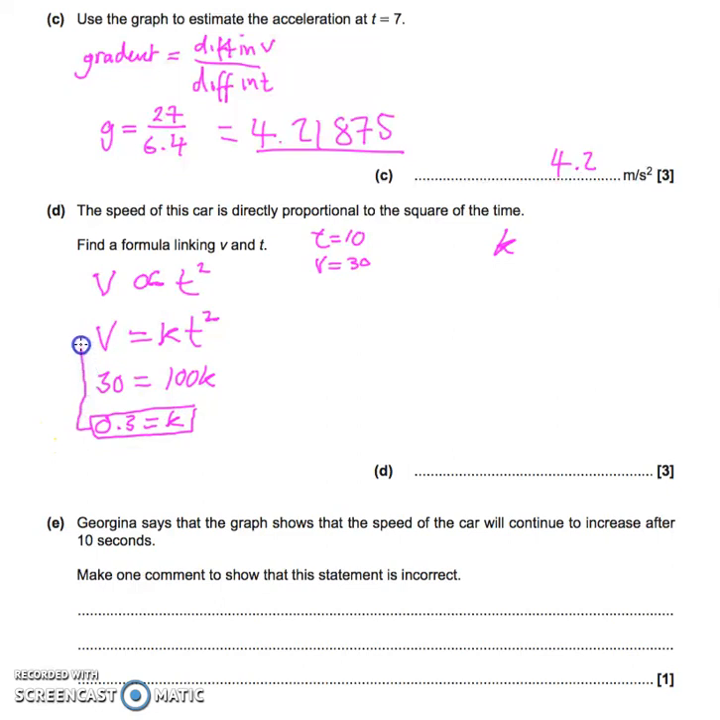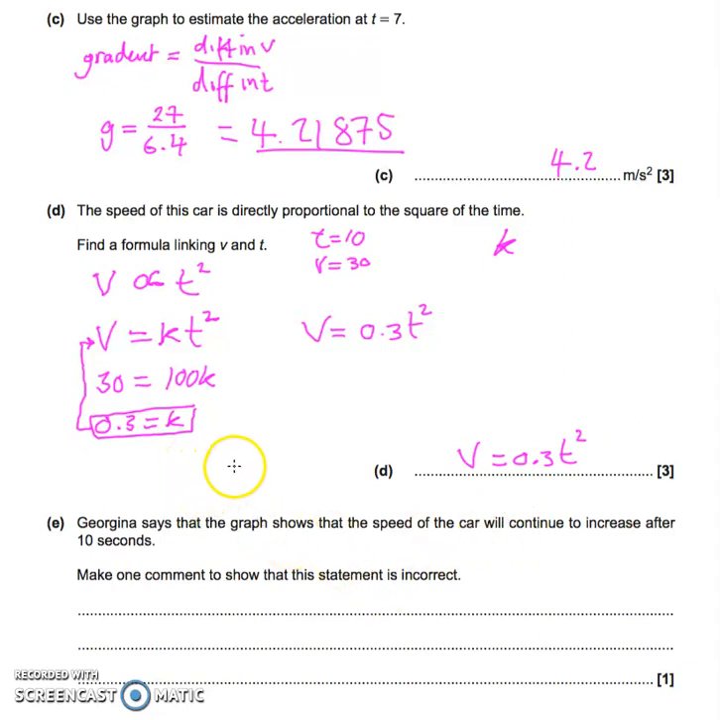All you have to do is substitute that back into this part here, and that's going to be our formula that links v and t. We found the constant of proportionality, and it is 0.3. So v is equal to 0.3 t squared. That's our answer. So v equals 0.3 t squared, you could use a fraction if you wanted to, for 3 marks.